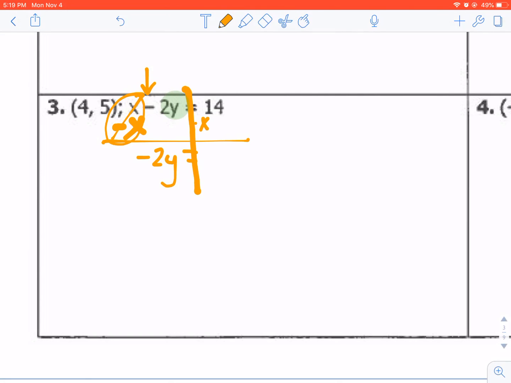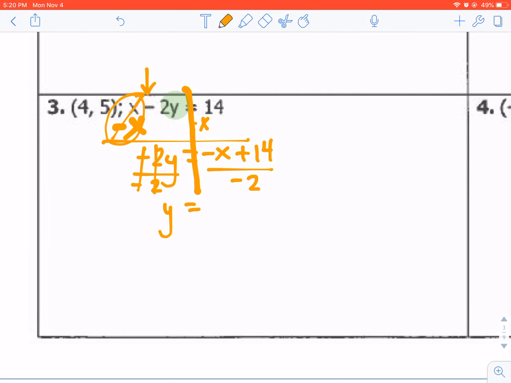Equals, and then we're going to write these side by side, negative x plus 14. You cannot write them together because one has an x and the other one does not. To undo multiply, we're going to divide by negative 2 on both sides. The 2's divide out, the negatives divide out.